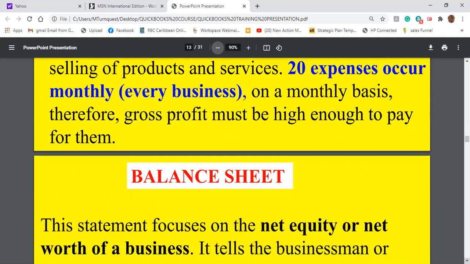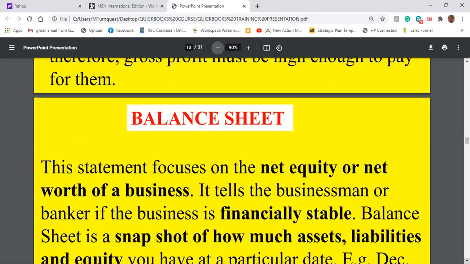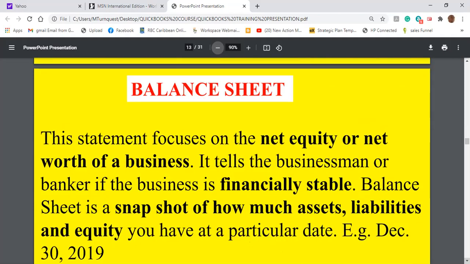The next financial statement is your balance sheet. The balance sheet is basically your net worth or your net equity. What it does is give a simple snapshot of whether your business is financially stable. And that's very important.